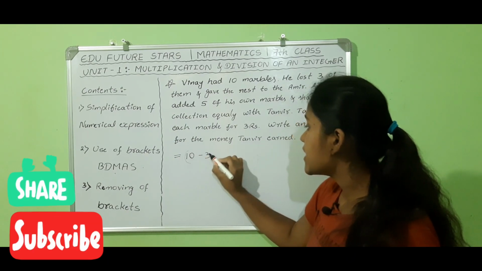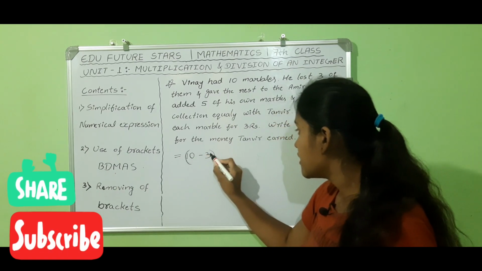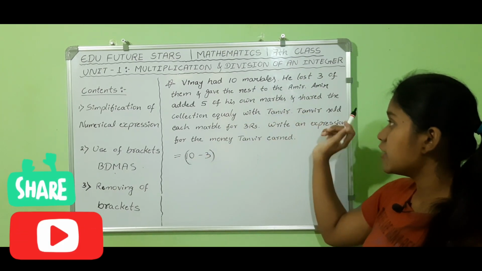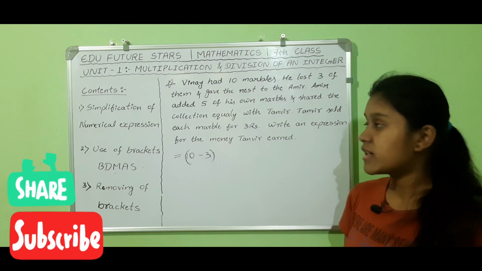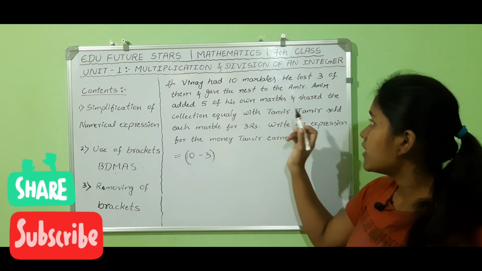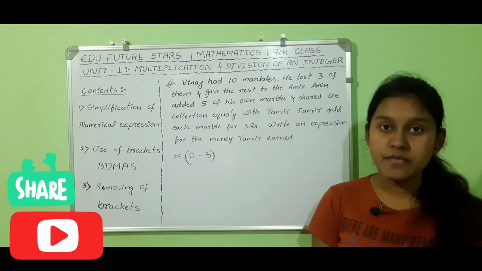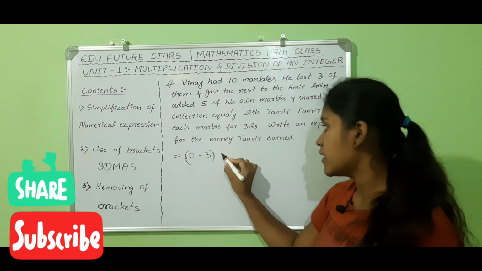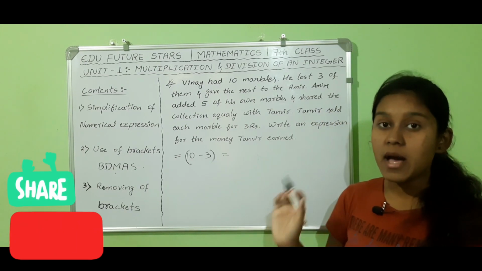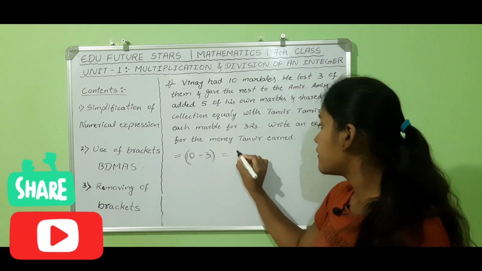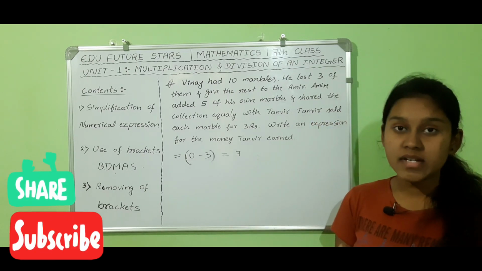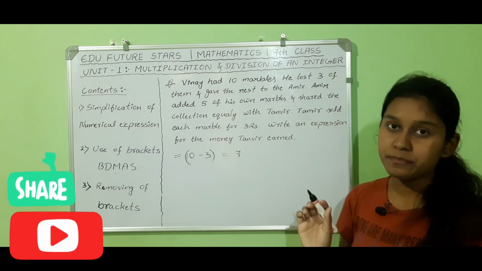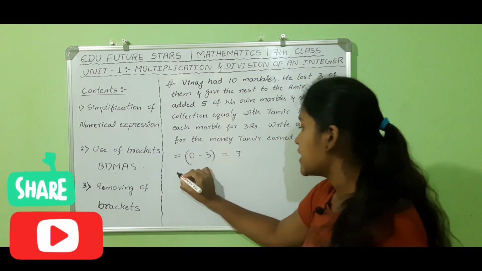This is Vinay's data. Vinay had 10 marbles and he lost 3 of them. And he gave the rest to Amir. Whatever he is left with, he is giving to Amir. Here the leftover is 7. He gave these 7 marbles to Amir. Fine. Let's see now.